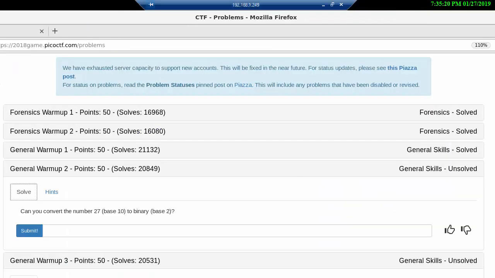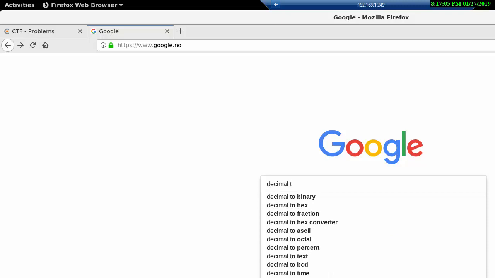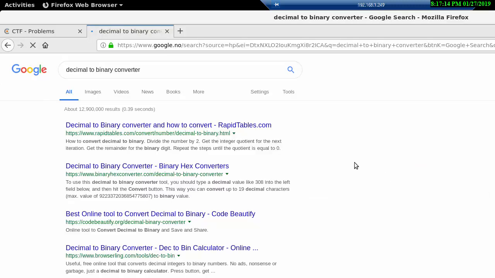I don't know if you remember the original question, but we can repeat it. Can you convert the number 27 base 10, which is the decimal number system, to binary base 2? And we can use Google to find a conversion table for us. Decimal to binary converter. And that brings us to rapid tables again. It has helped us with other problems, so we'll use that, but we'll try other ones later on.